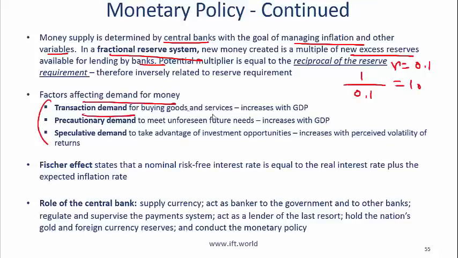The factors affecting demand for money are shown here. Transactional demand for buying goods and services increases with GDP. This is the money that we want for our regular transactions. If the GDP increases, incomes increase, then the demand for transactional money increases.